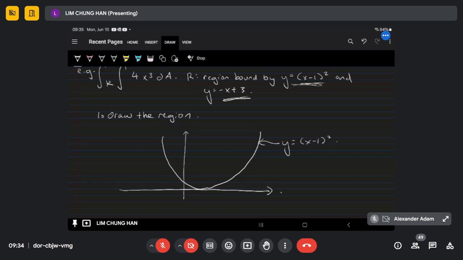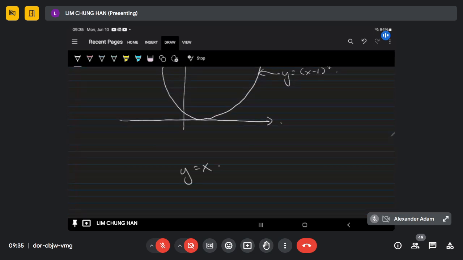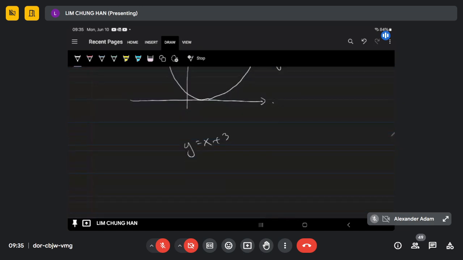The first one is that. The second one, very simple. y equals minus x plus 3. Well, y equals x is what? Whatever y value you put in, you should have the same x value. So y equals x should be a 45-degree line. Agree?